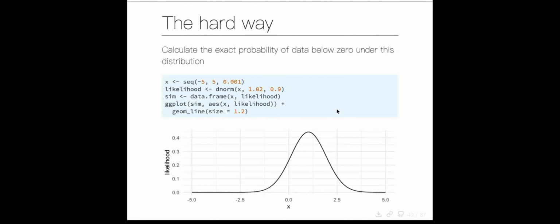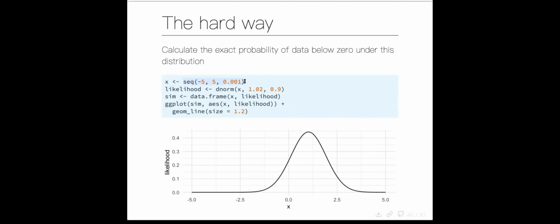So we can do a bit of math on this. Our prior distribution, so it's actually 1.02, right? And then standard deviation of 0.9. So what's the chance the end result is below 0? We can actually calculate this exactly by doing something like this, okay?